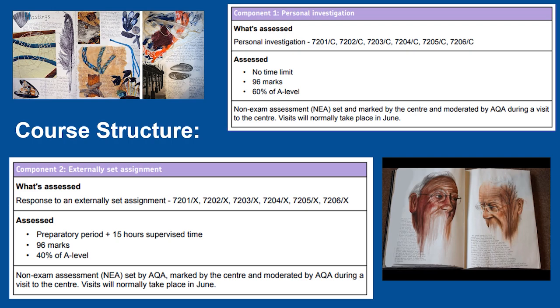Component one, the personal investigation, so the coursework, is 60% of your overall grade, and then the exam is 40% of your A level. Again, that exam unit is a much shorter body of work, so it does have a lesser weighting.